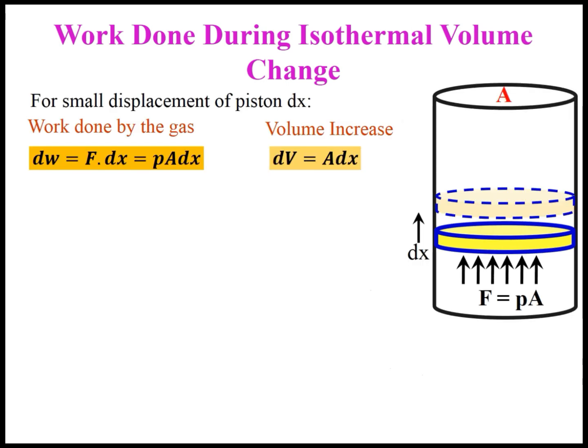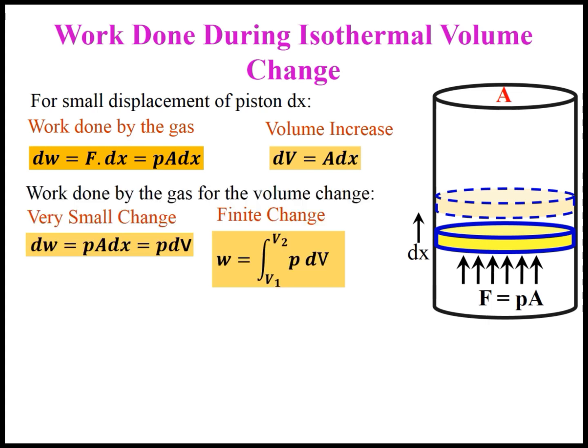For this dx, the work done by the gas is dW equal to F dot dx. F can be written as pressure times area, so dW is P times A times dx. Also, A multiplied by dx gives the volume increase dV. Therefore, dW is equal to P dV for a small volume change. While for finite volume changes from V1 to V2, the work done can be calculated by integrating it over the volume.